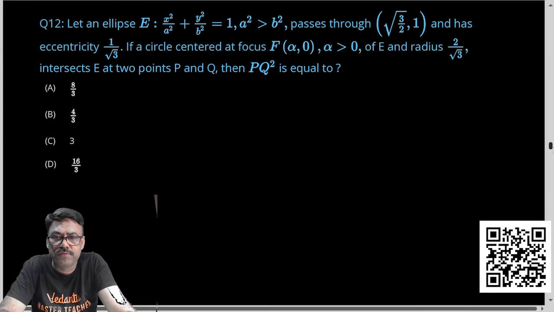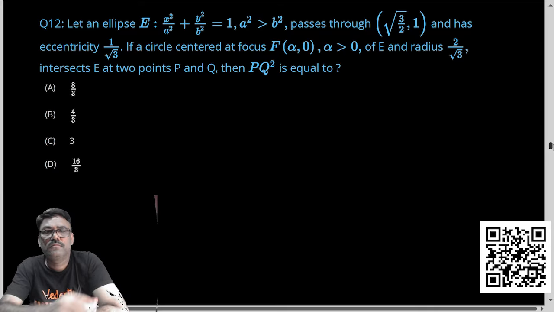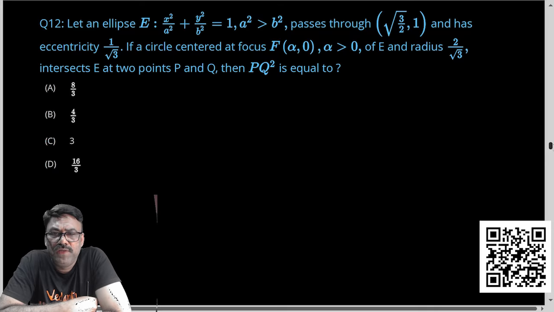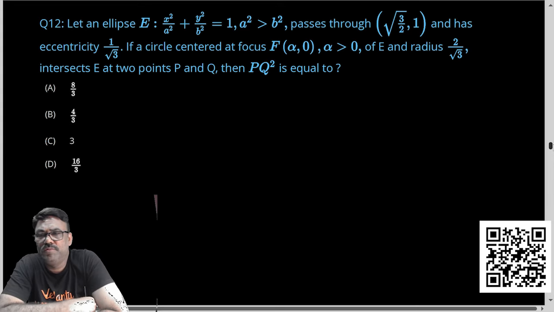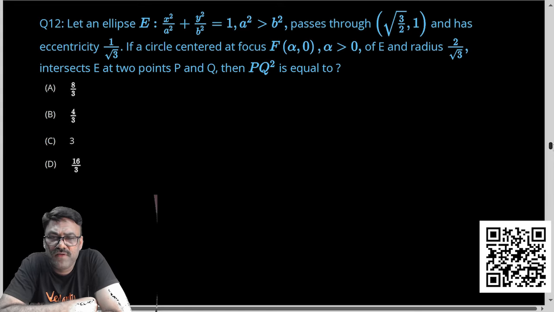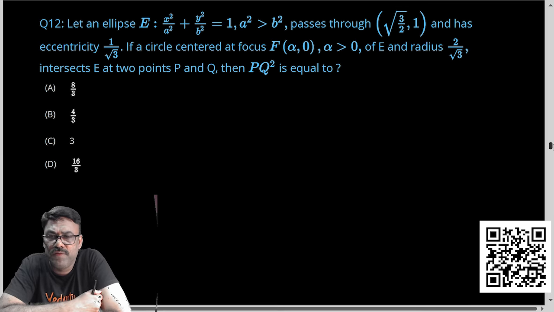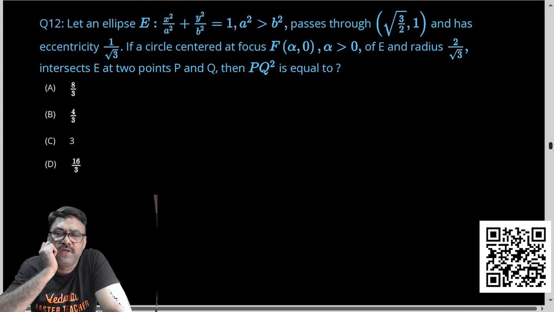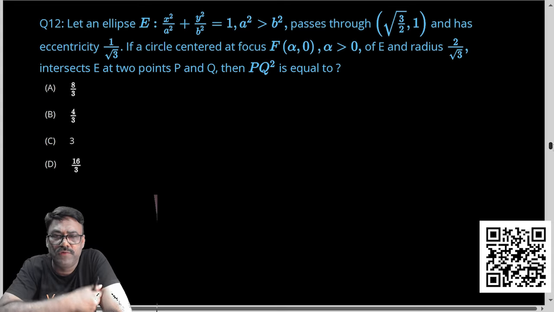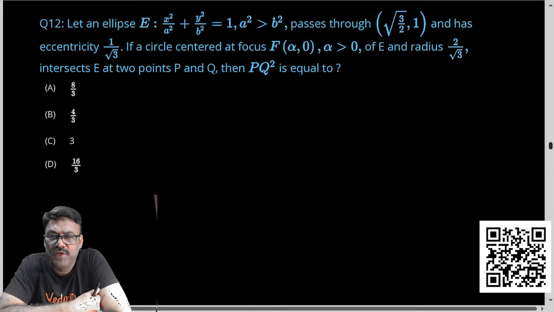Let's see this question. You have an ellipse E, a horizontal ellipse, because a square is greater than b square. This ellipse passes through root 3 by 2 comma 1 and has eccentricity 1 by root 3. Then we have drawn a circle having its center at the focus of the ellipse. The focus is F, alpha comma 0, alpha is positive, and the radius of this circle is 2 by root 3. Now if the circle and ellipse intersect at P and Q, what will be PQ square?